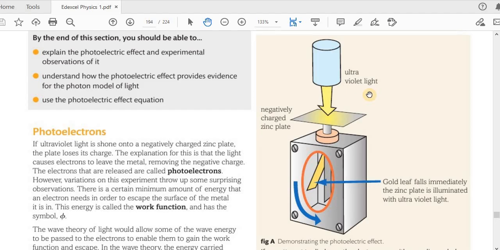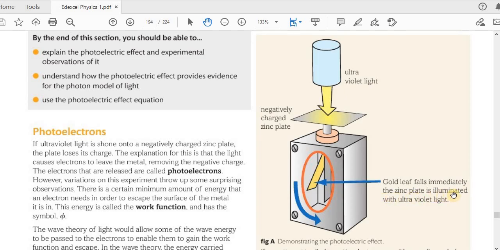So if you have less negative charges repelling each other, the electrostatic force of repulsion is less. If you have more negative charges nearby, then the repulsion is more. So when electrons are removed, the repulsion here becomes less. Therefore the gold leaf electroscope deflects downwards. It falls downwards. Gold leaf falls immediately.